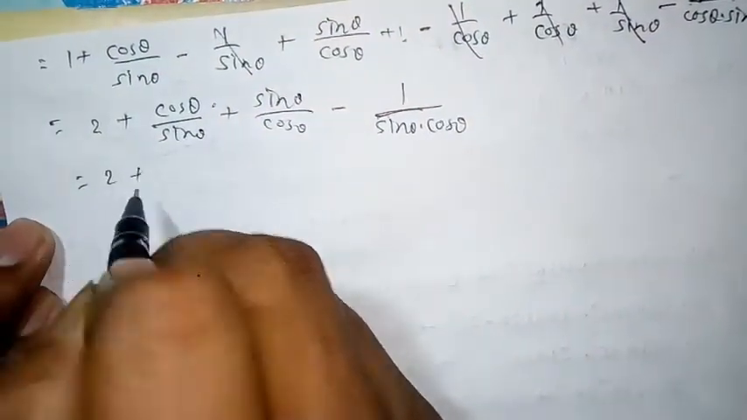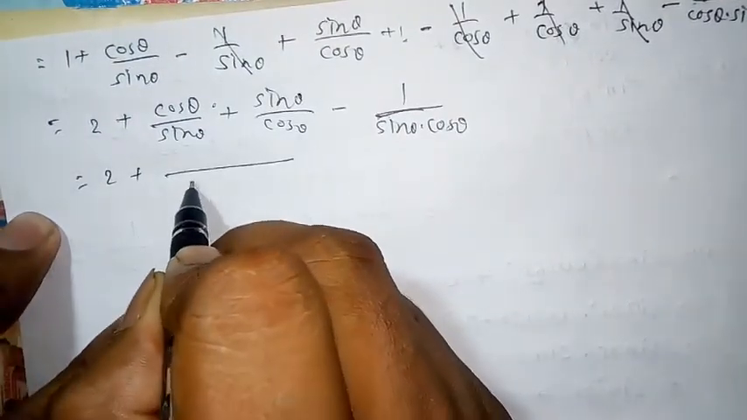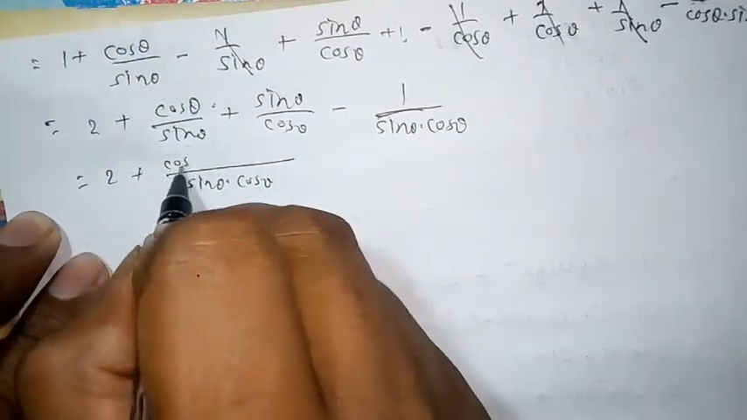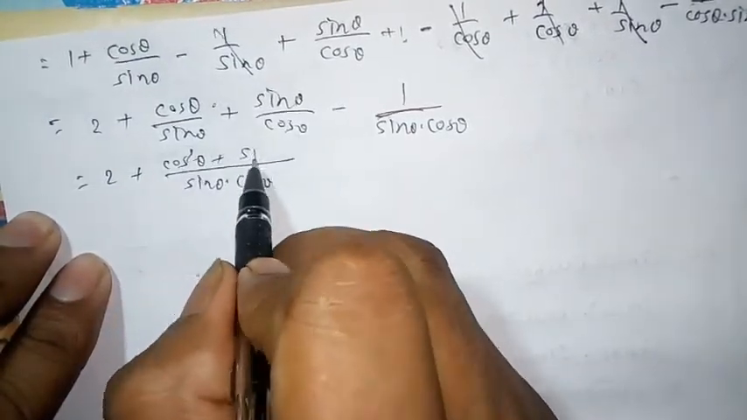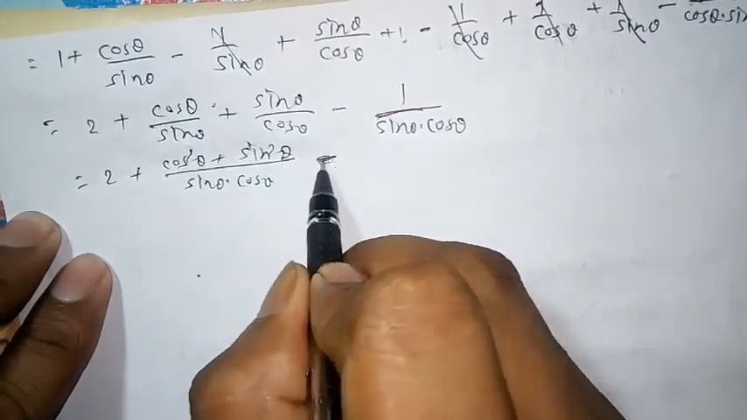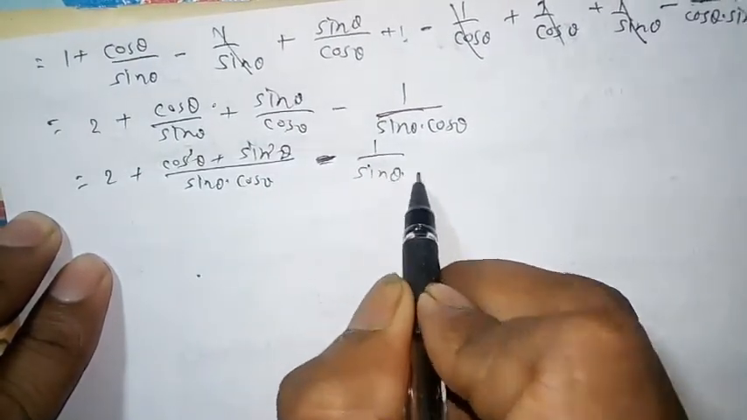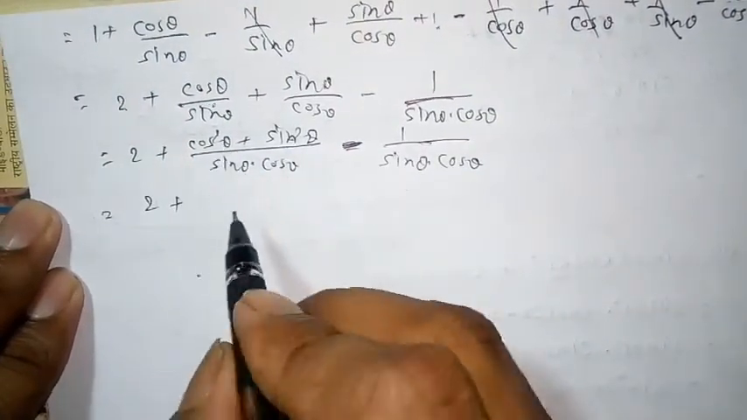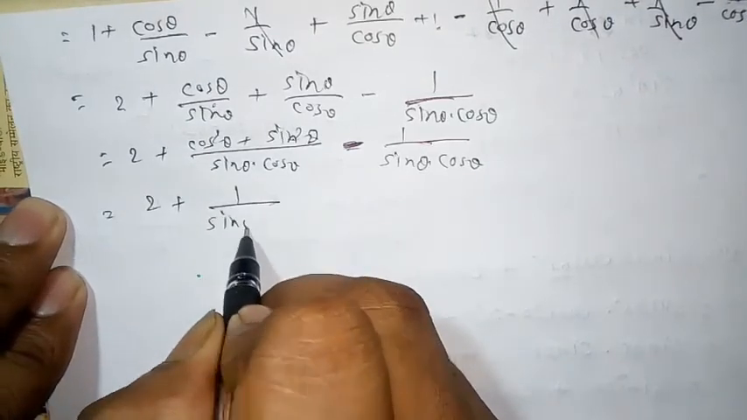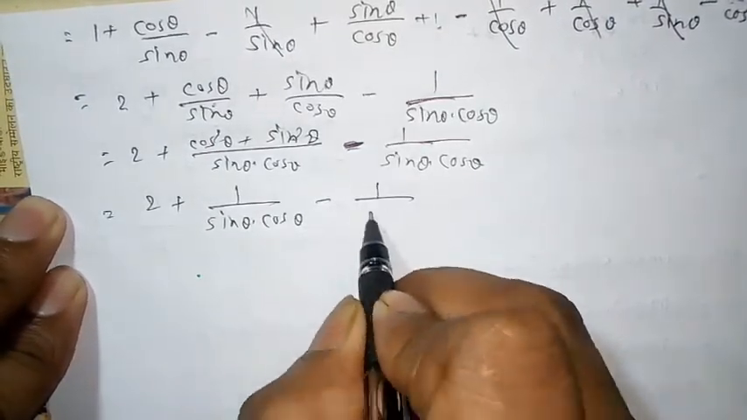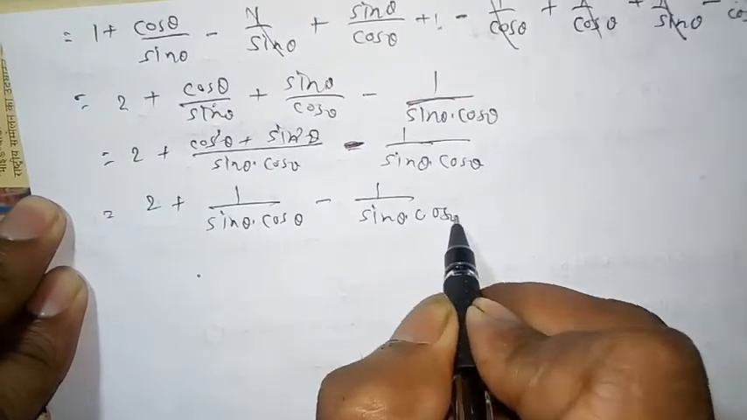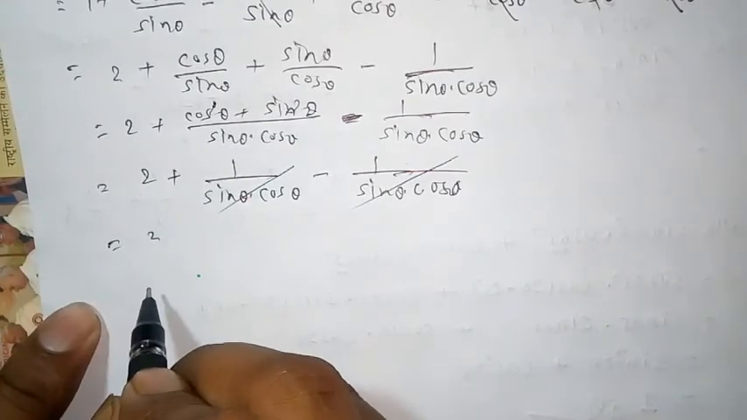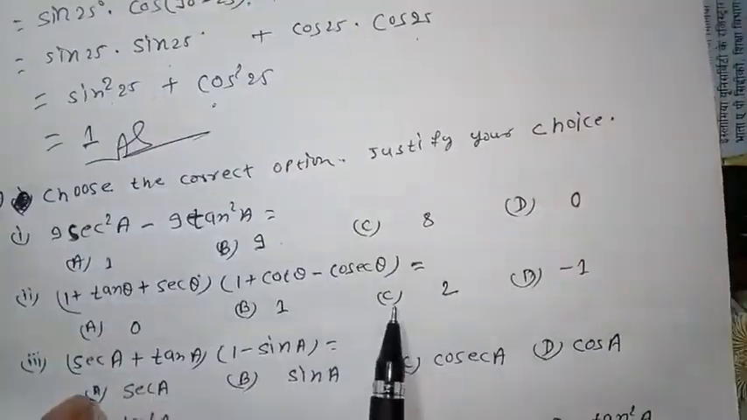This is equal to 2 plus, taking the LCM, cos theta into cos theta, cos square theta, plus sin theta into sin theta, sin square theta, minus 1 by sin theta into cos theta, is equal to 2 plus (sin square theta plus cos square theta is 1) 1 by sin theta into cos theta, minus 1 by sin theta into cos theta. This cancels, plus and minus, is equal to 2. So your answer is C.